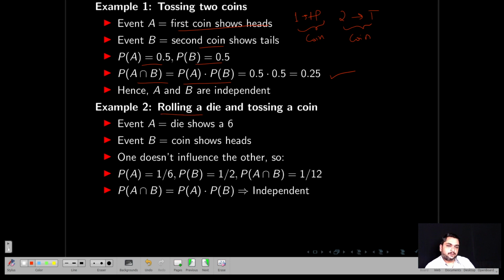Similarly, a similar example: rolling a die and tossing a coin. I will roll a die and I will toss a coin. So both are independent experiments, right? One does not influence the other. The probability of getting A is 1 by 6. Probability of B is 1 by 2. Both can occur independently. So P of A intersection B is P of A into P of B, and they are independent.